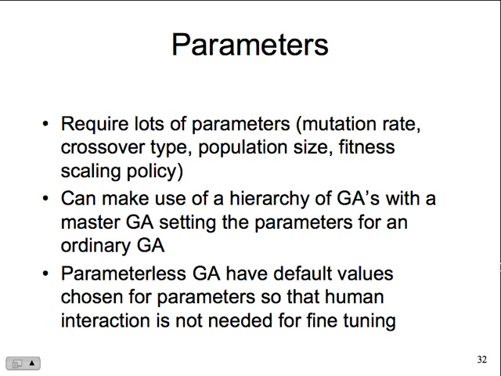And then parameterless genetic algorithms have default values chosen for parameters so that human interaction is not needed for fine-tuning. We're not really considering the population, we're just randomly selecting things that aren't characteristics. That's actually your cities. We're selecting your parameters on your cities by given data that you're given. You're not selecting it from the city. So we have no idea which city is more desirable to go to, which one is going to be more populated.